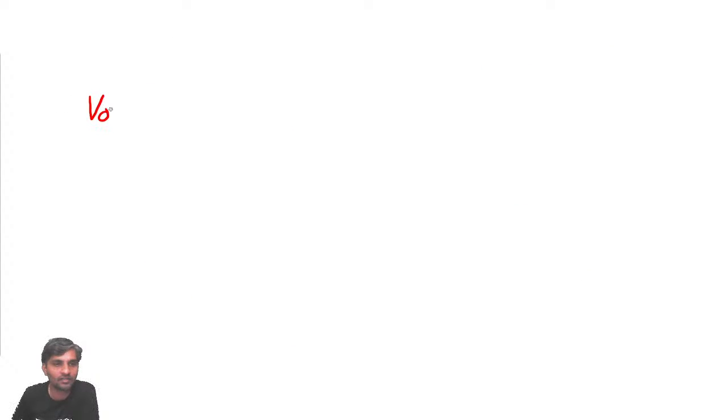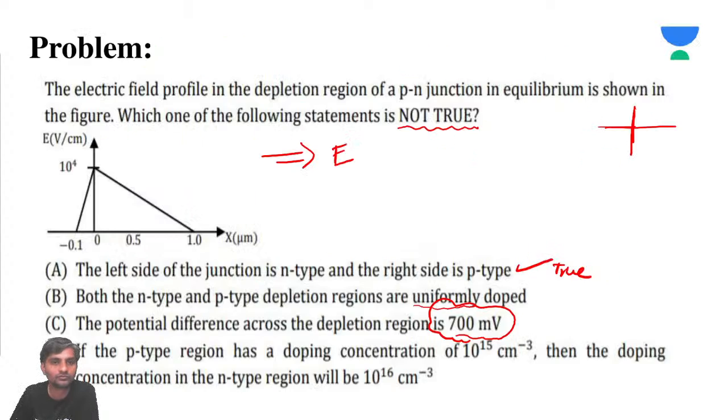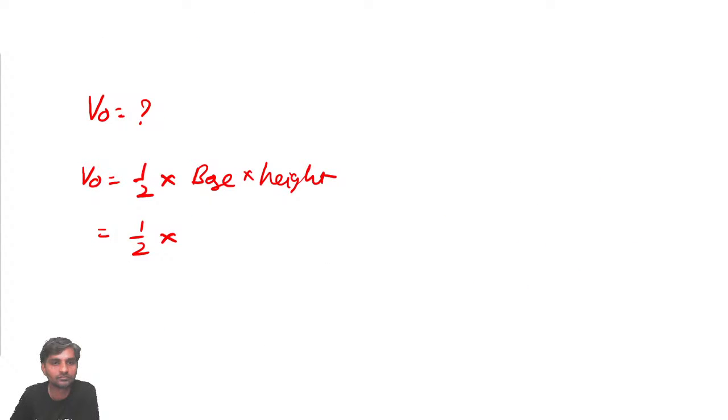So he's saying V naught. How will you calculate V naught? It is equal to half into base into height. So how much is the half? What is the base value? This is going to be 1.1 micrometers, yes or no? 1.1 micrometers is the base. Height is equal to 10 to the power of 4. So 1.1 into 10 to the power of minus 6 into height, 10 to the power of 4. How much will you get?